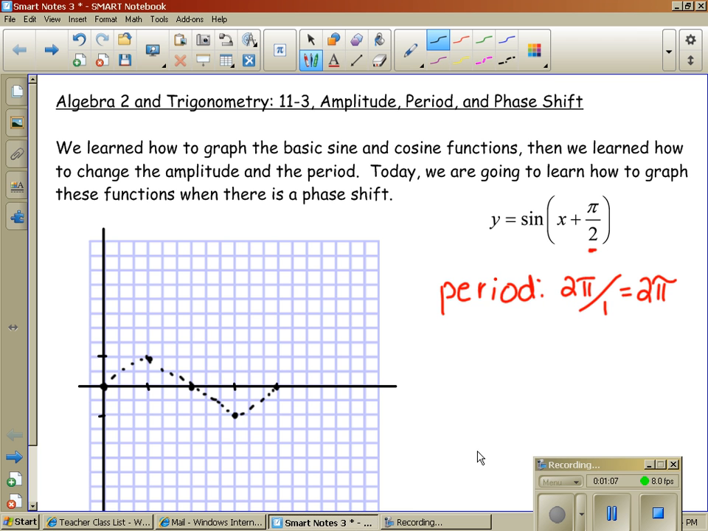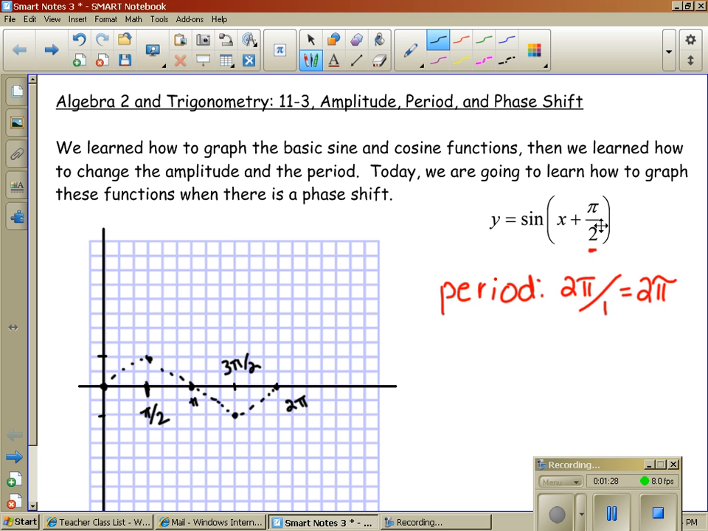Now what we're going to do is take that graph and shift it by pi over 2. Pi over 2, 90 degrees, or just again use the lines to guide you. Pi over 2 is right here. This is pi over 2, pi, 3 pi over 2, 2 pi. Pi over 2 is 4 lines.